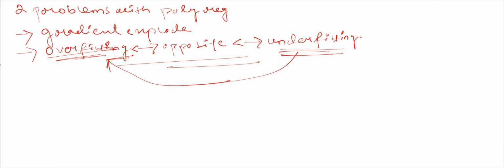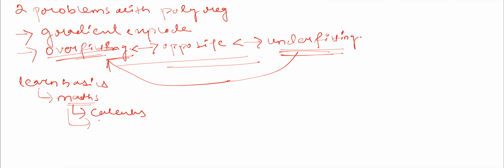So see, I will just use a very simple example. We know we need to learn maths. If we are starting our journey with AIML, the first thing that comes is maths, right? In maths, there is calculus, statistics, and probabilities, right? And linear algebra.